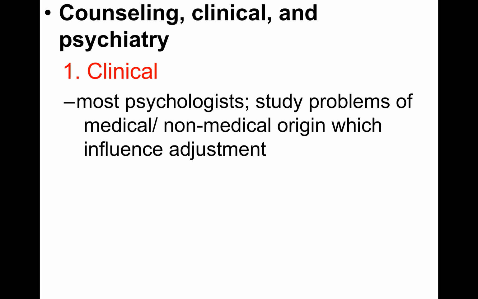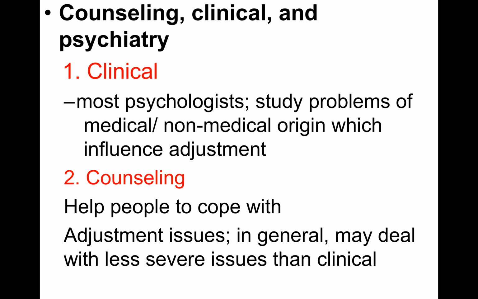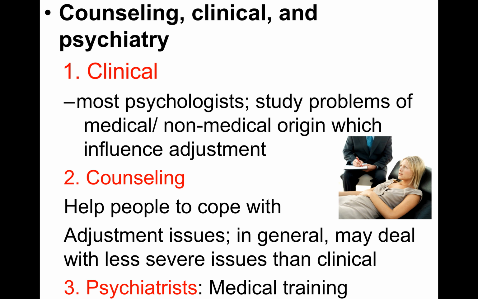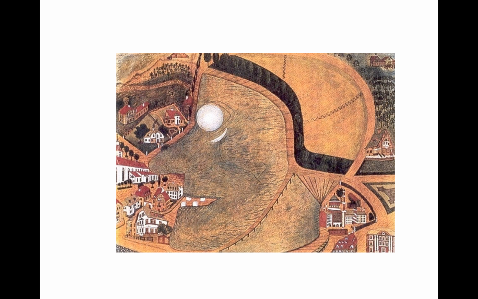Counseling psychologists, in contrast to clinicians, have different educational degrees, and in general, they help people cope with less severe adjustment issues, although there is overlap between clinical and counseling. And finally, psychiatrists are the only one of these three groups that have medical training, so they're the only ones that can really prescribe medication.